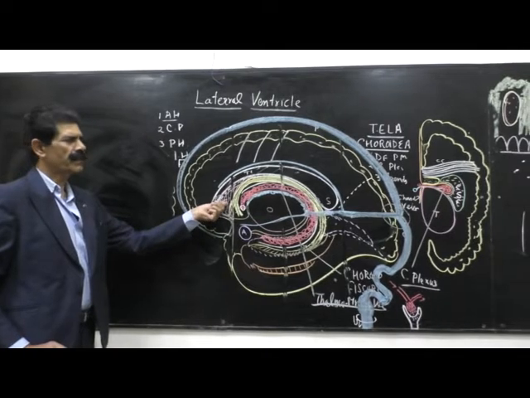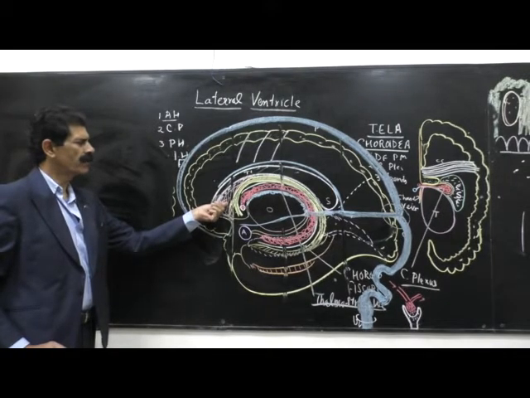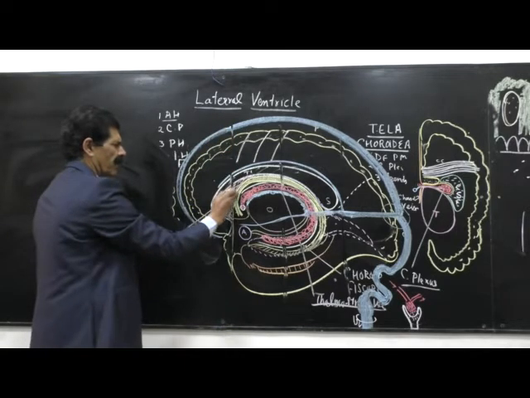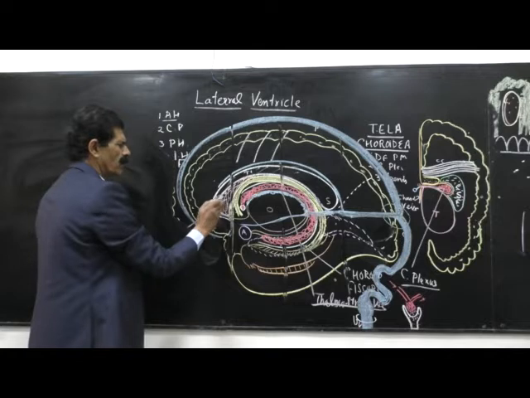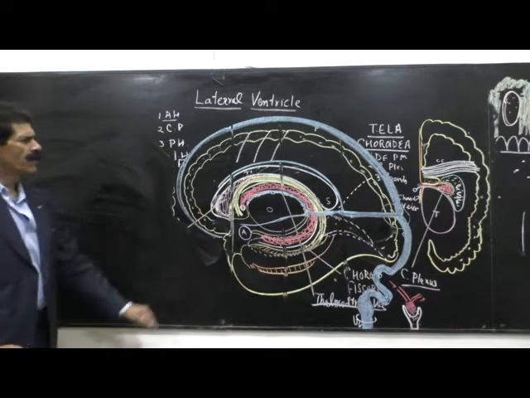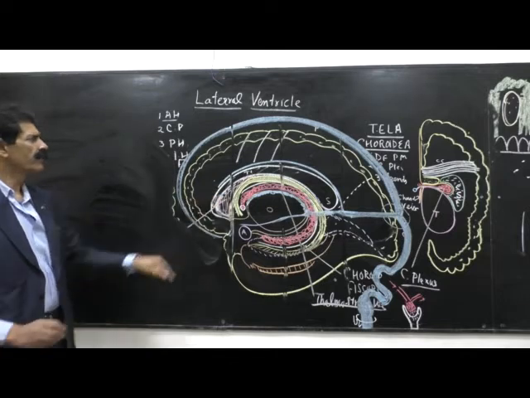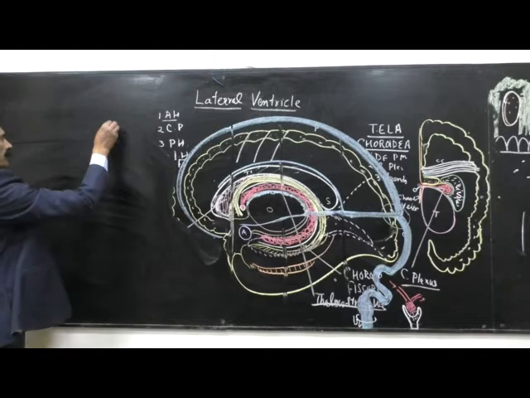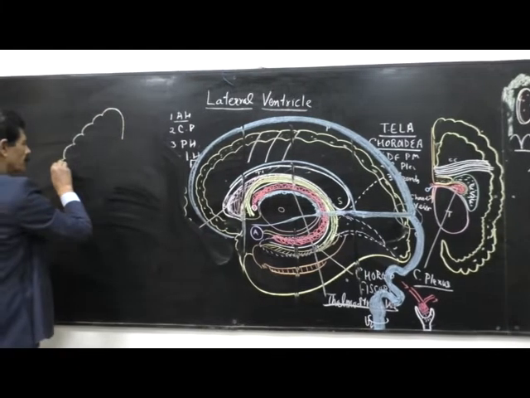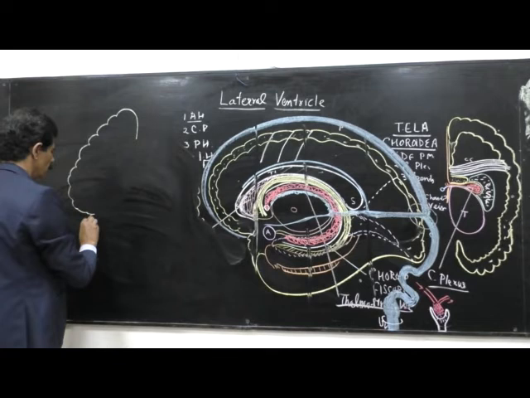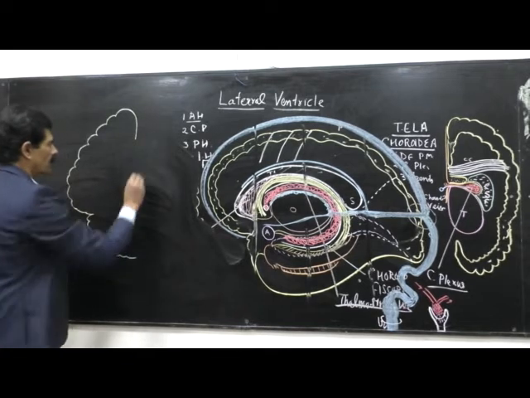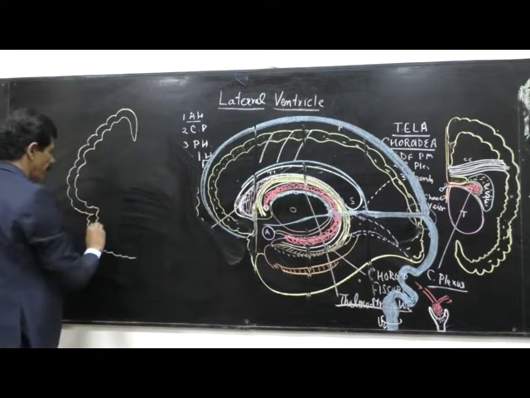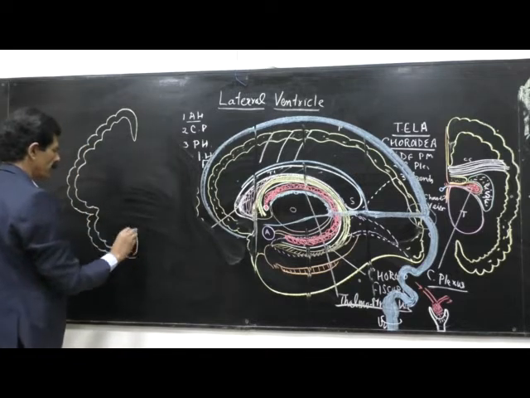In order to see the boundaries of the anterior horn, we have to cut the coronal section at the level just behind the genu of the corpus callosum. So when we cut the coronal section, this section can be drawn like this. The peripheral part is the cerebral cortex, the grey matter of the cerebrum in cut section.